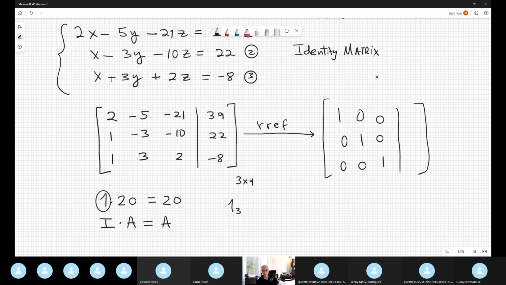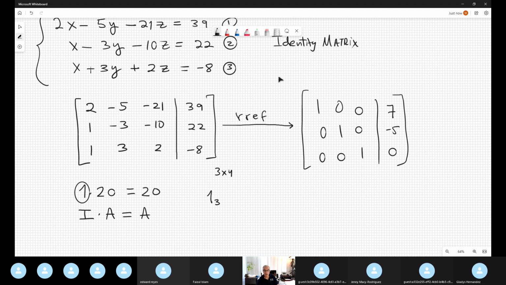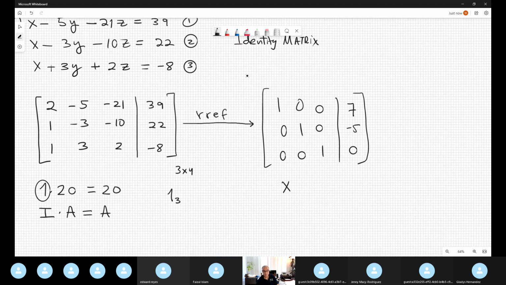Then, after the vertical line, you have 7, -5 and 0. Therefore, the conclusion was: x is 7, y is -5, and z is 0. Correct? That 0 is a number, no? You can write, if you want, as a triple order 7, -5, 0. Bam.